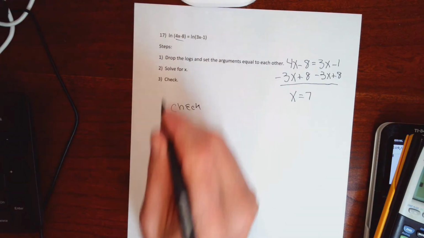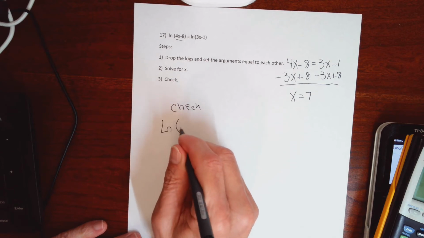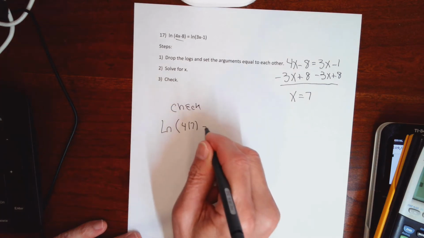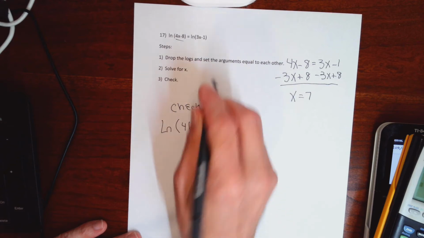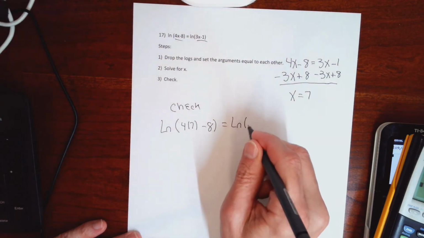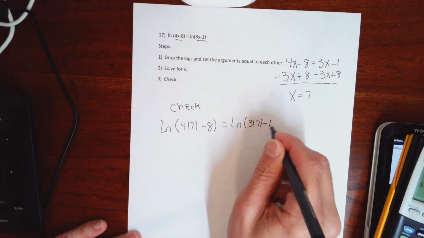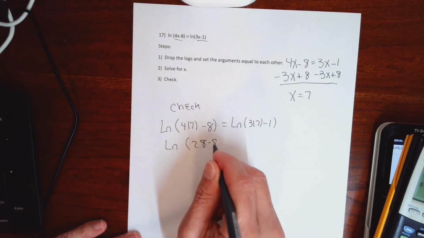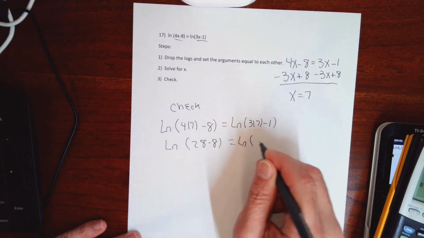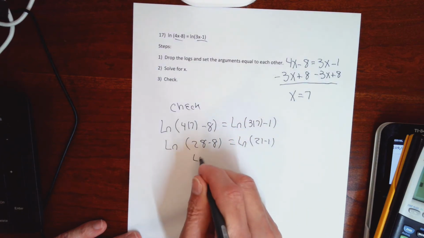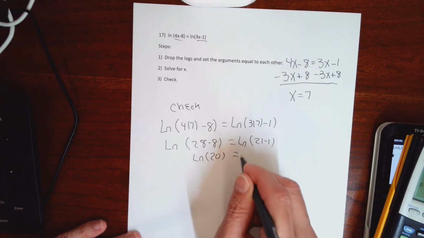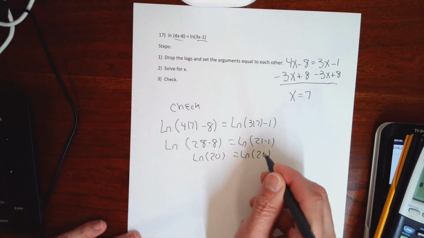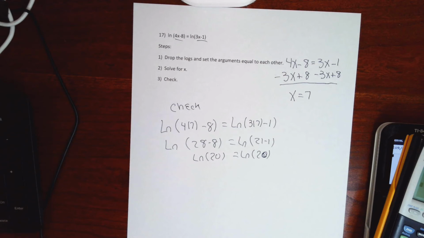Go back to the original problem and see if the natural log of 4 times 7 minus 8 equals the natural log of 3 times 7 minus 1. This is going to give me the natural log of 28 minus 8 equals the natural log of 21 minus 1, which is the natural log of 20 equals the natural log of 20. I don't need a decimal approximation to know that those are equal to each other. So I'll just say it checks and not even pull out my calculator.